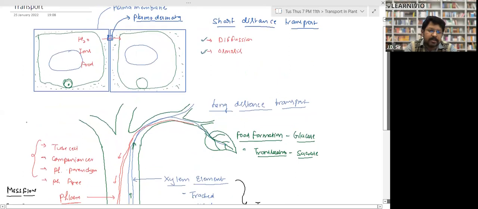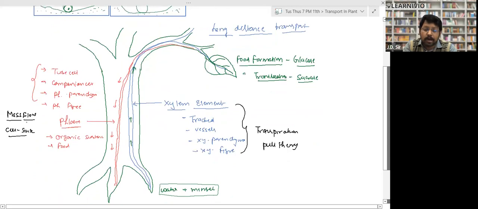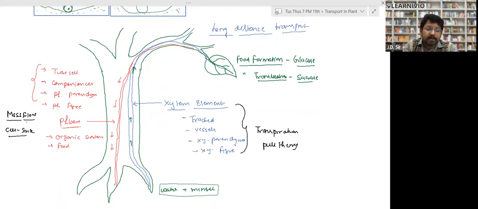This is the summary of the complete chapter. Translocation takes place over short distances with the help of plasmodesmata through diffusion and osmosis. Transport of substances over long distances takes place with the help of xylem and phloem. In the transport of water, the transpiration pull theory works, and in the transportation of organic food, the mass flow hypothesis works, right?